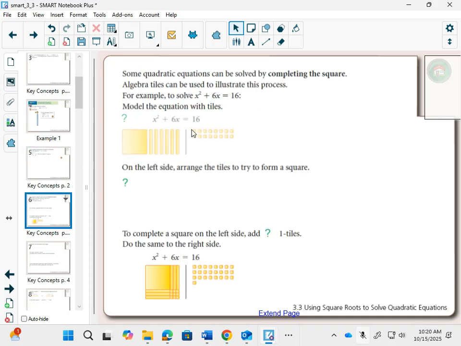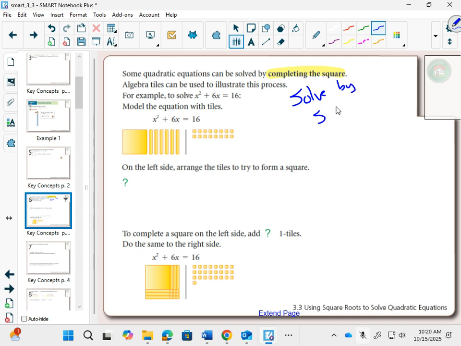But sometimes you don't have little boxes, so I'm not going to give you the little boxes. We are going to highlight this. Okay? They use a strategy called completing the square. I call this strategy solve by square rooting. And you can only use the solve by square rooting when you have your x in something squared equal to some number, right?